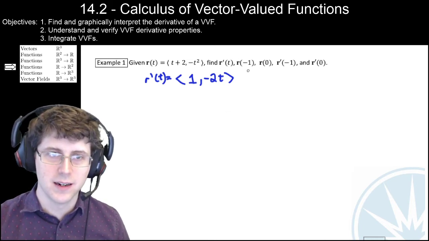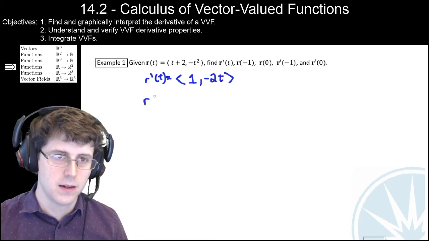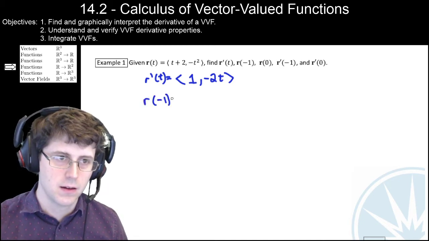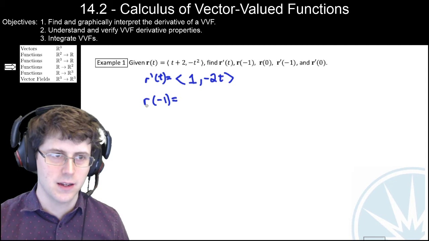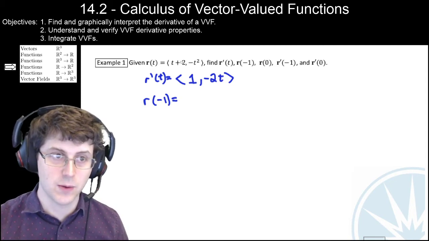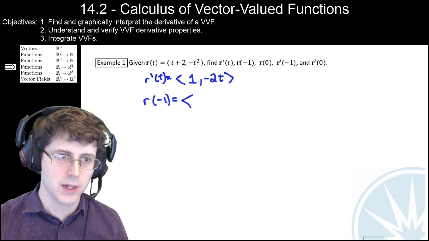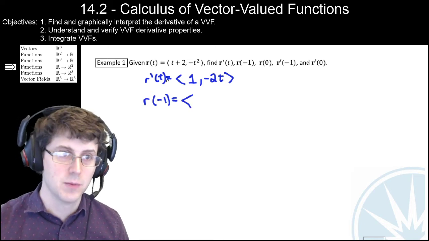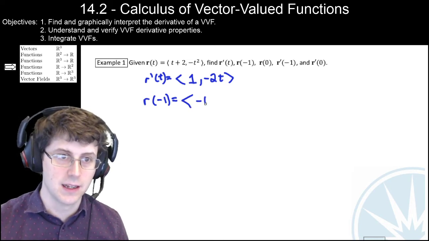What is r of minus 1? r of minus 1, there's no prime on here, so I'll plug minus 1 in for t in both sides of this equation. I'll plug in minus 1 for the t on the left, plug in minus 1 for all the t's on the right.